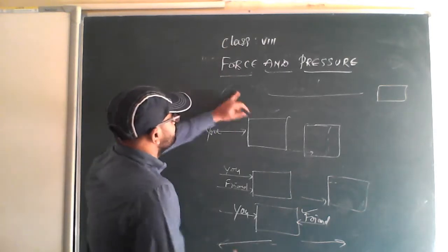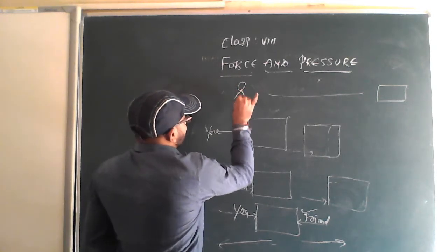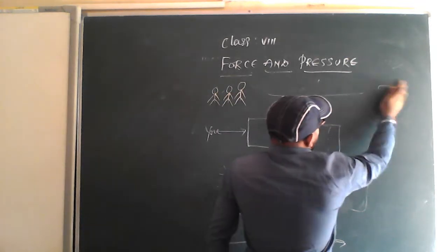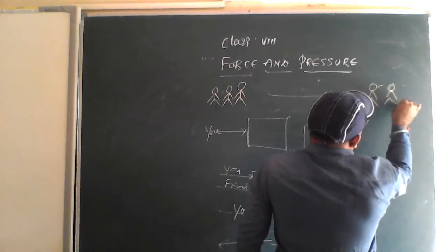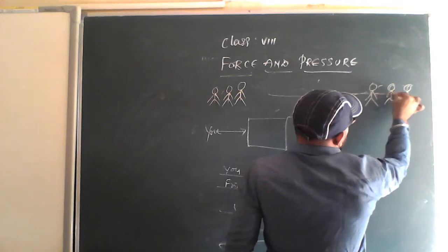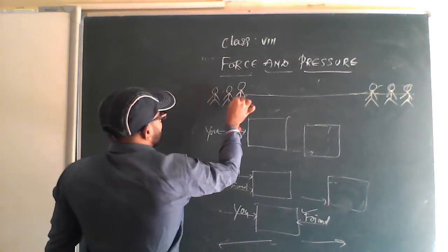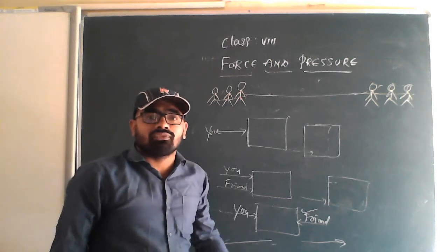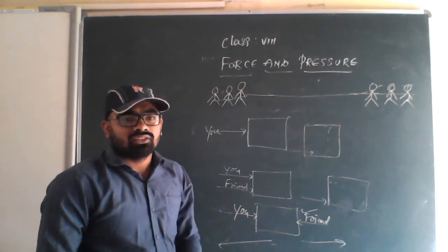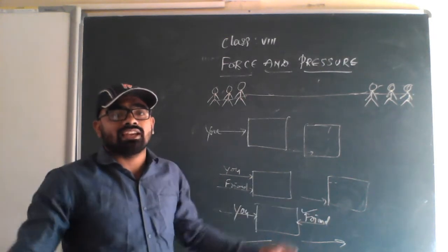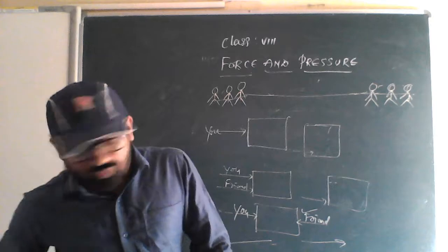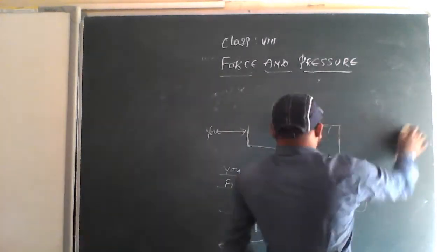One team here, another team there. Here are three members, and here also the same three members. Now they all have the rope in their hand. If they are applying the same force, the rope will not move to any side. If one is applying more force than the other, then the rope will move to that side. So the point here is exactly the same.